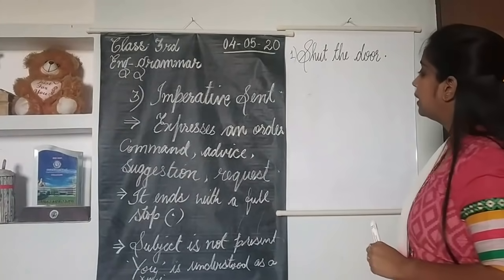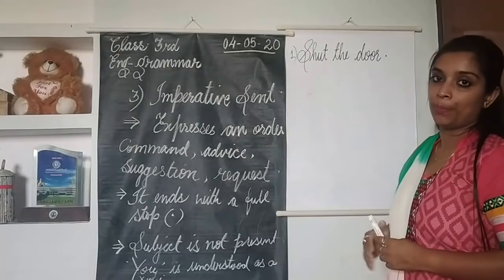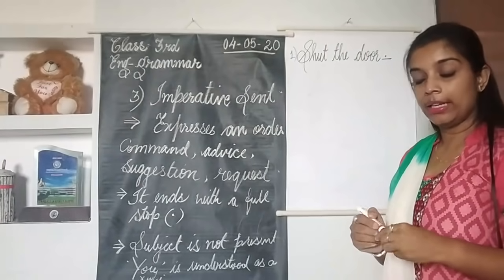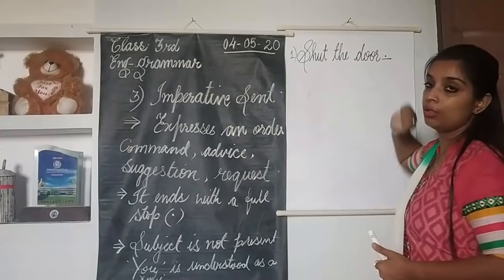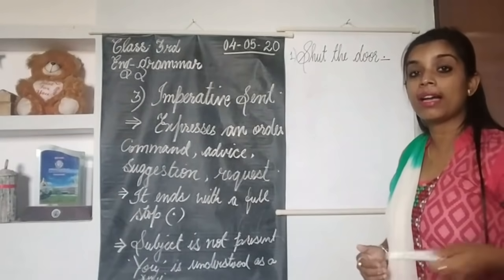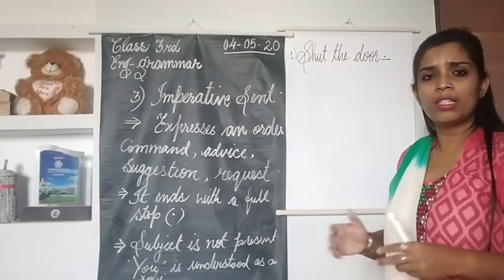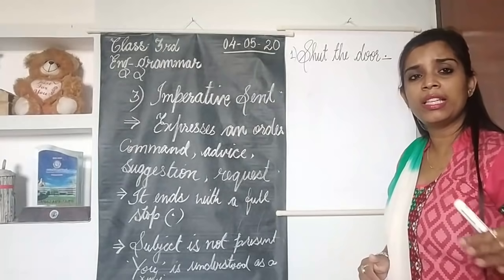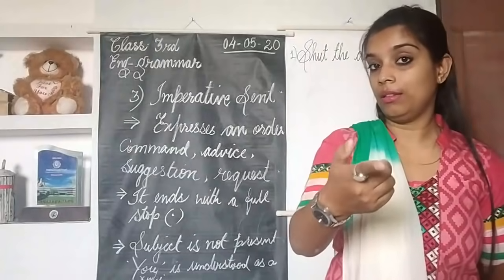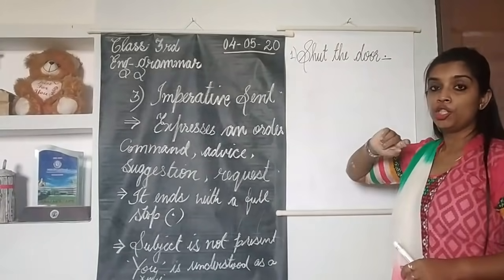Now you may get confused between an assertive sentence and an imperative sentence by seeing this full stop. You may say that an assertive sentence also ends with a full stop, and an imperative sentence also ends with a full stop. But assertive sentences are statements, they declare facts. Here this sentence is not declaring any fact. Instead, this sentence is giving a command. It's expressing an order: Shut the door.